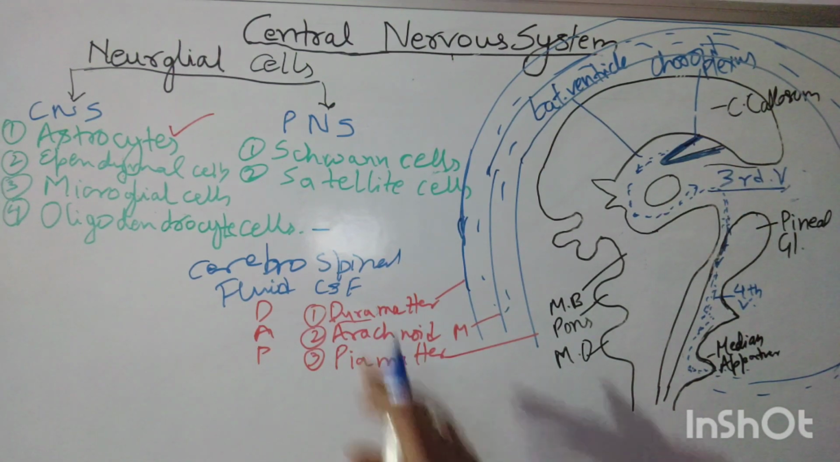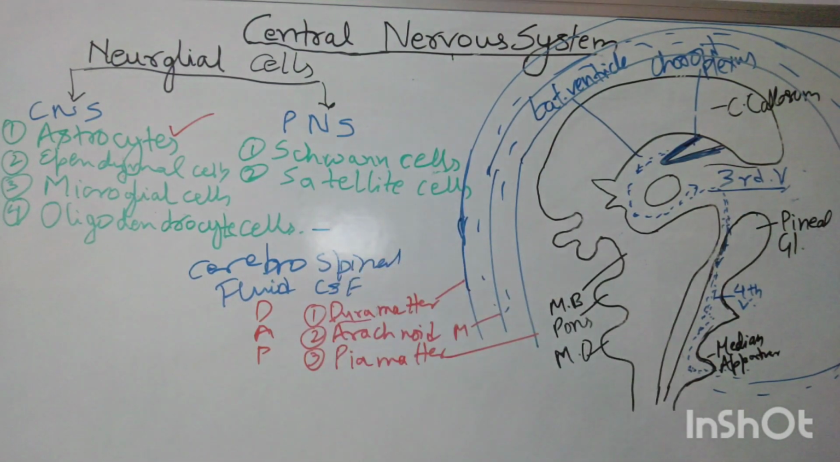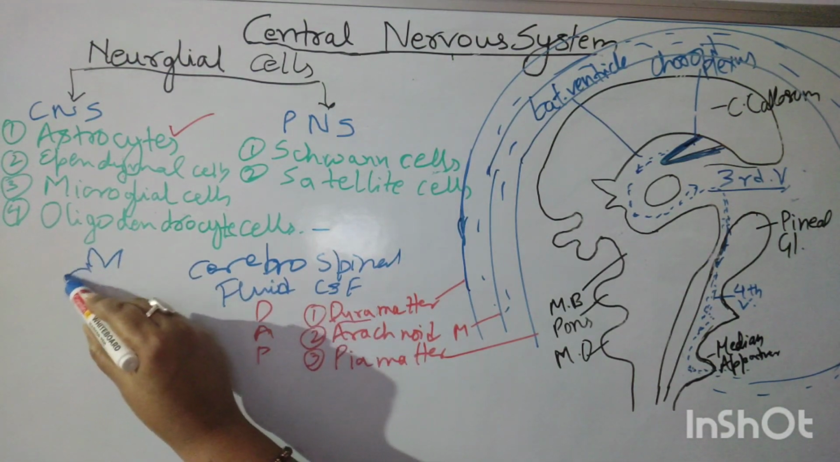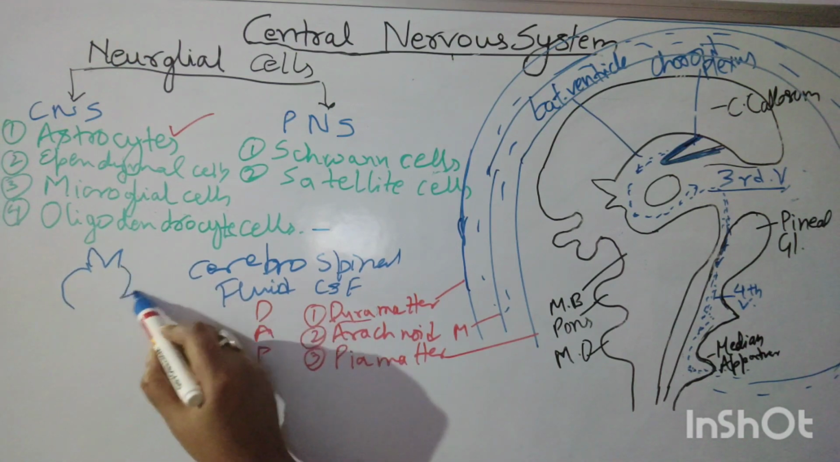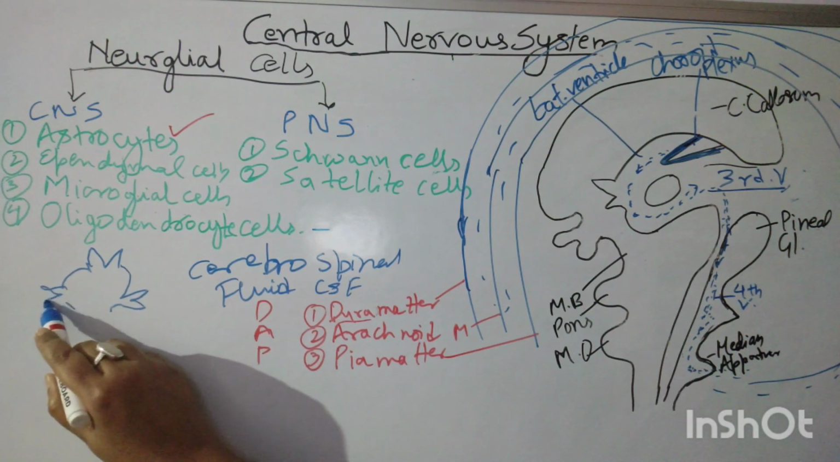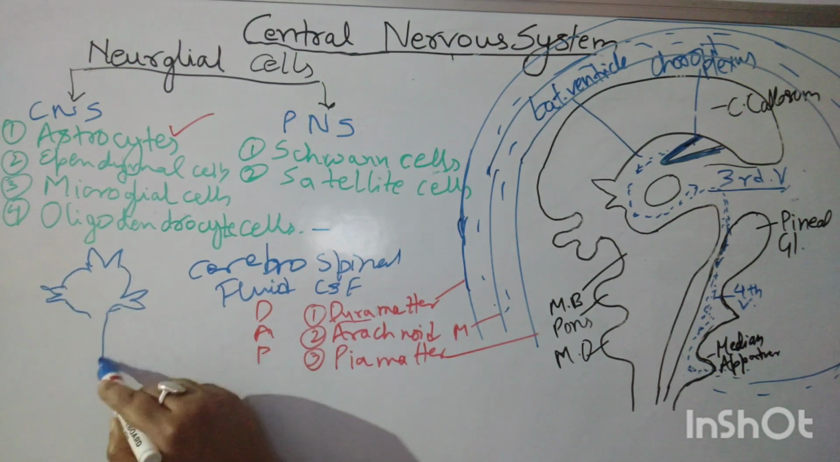Now oligodendrocyte cells, what do they do? They form the myelin sheaths. We have seen that this is the structure. If we draw it like this, suppose this is the structure of our neuron.